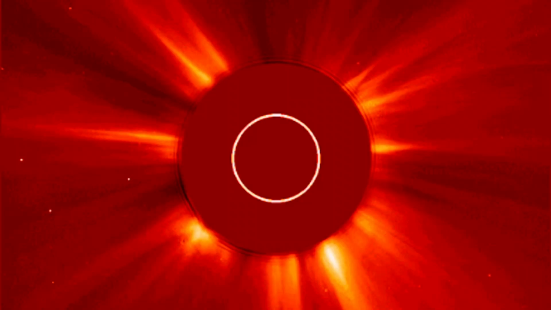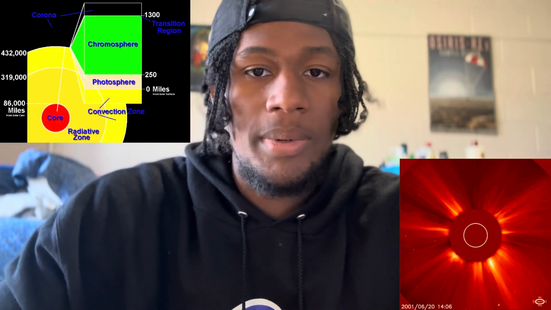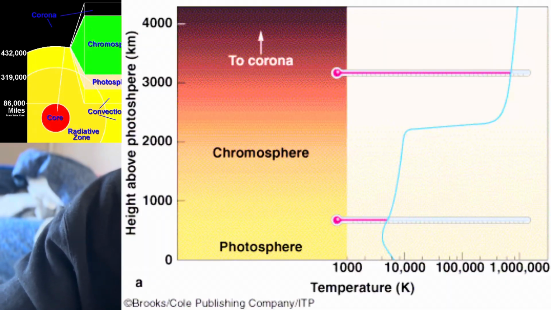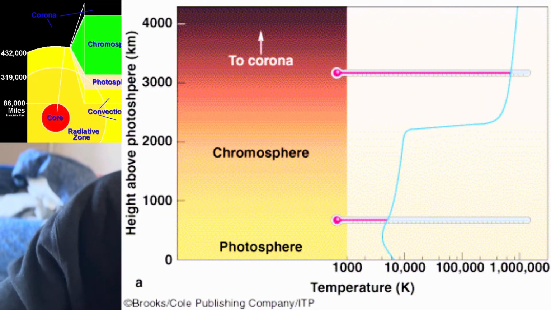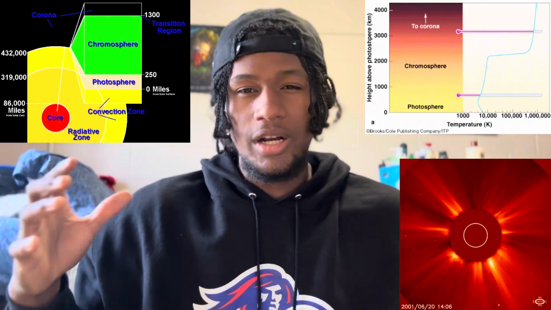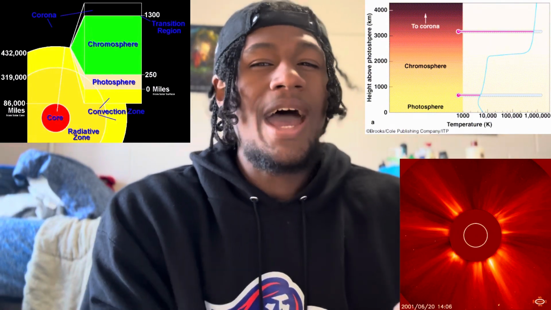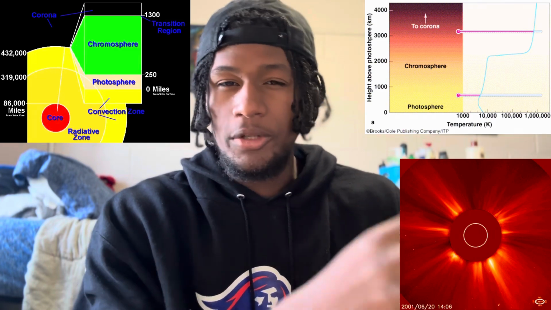Lastly, we have the corona. The corona is the outermost level of the sun. What's very interesting about this is that the corona is hotter than the photosphere. It doesn't make sense, right? Because if this is the outermost layer, it is the farthest away from the core. How is it hotter than the photosphere, which is closer to the core?